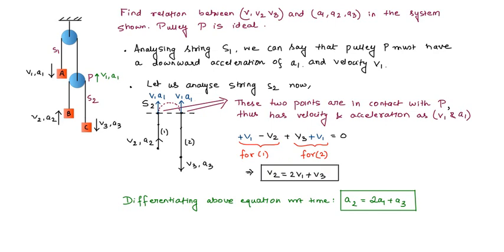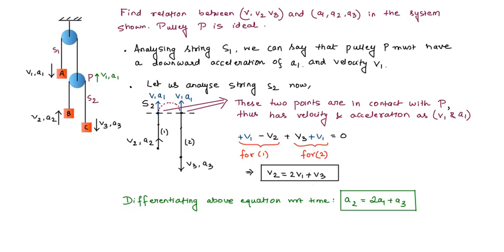Now if you want to find the relation between the accelerations of these blocks, you can differentiate this equation with respect to time, and you will get that the derivative of v2 with respect to time will be the acceleration a2. So a2 will be equal to 2a1 plus a3.